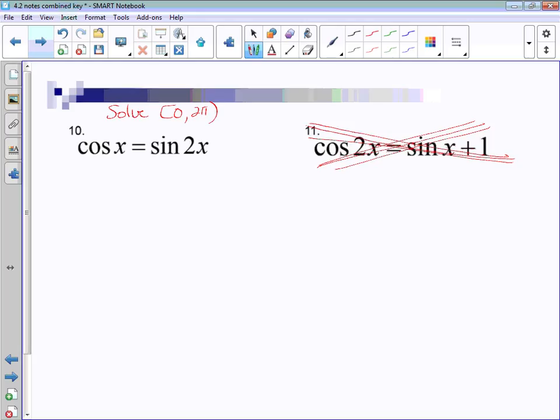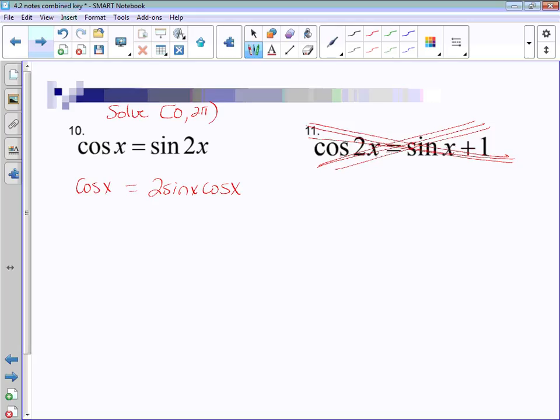Don't cry when I ask you this. What does sine of 2x equal? Not 0, nothing. Sine of 2x. Your double angle formula for sine, what was it? Yes, 2 sine x cosine x. I thought we were done with this. You're never done.